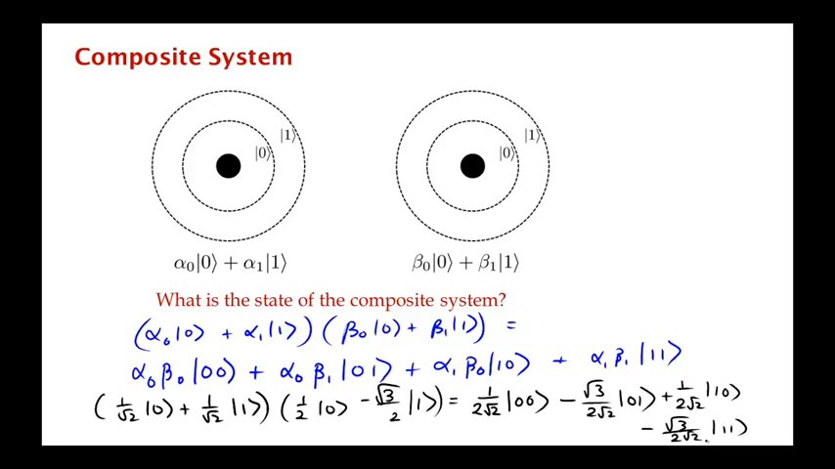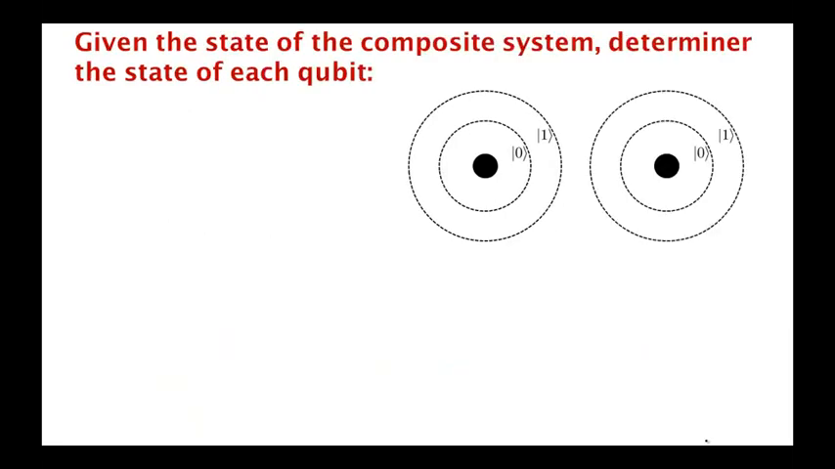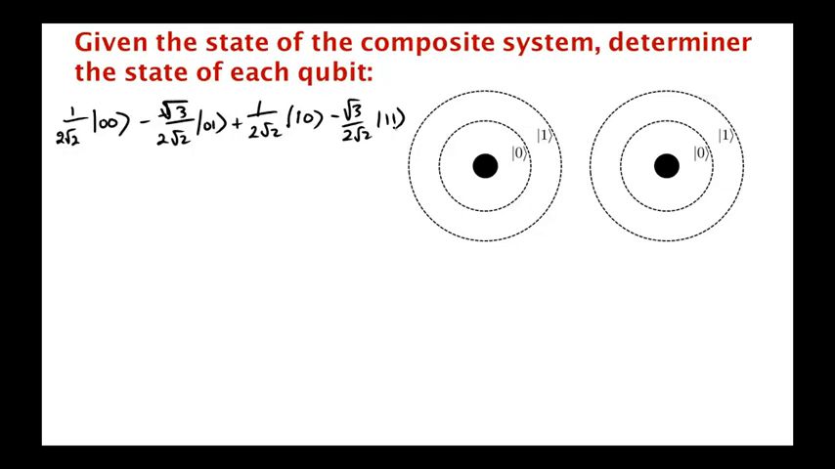Okay, so now we could ask the opposite question. Suppose you are given the state of the composite system. Determine the state of each of the 2 qubits. So we could just continue with our previous example. Suppose you're given that the state of the composite system is this. Okay, so you're given the state of this system. Now you want to determine what's the state of each qubit. How would you do that?